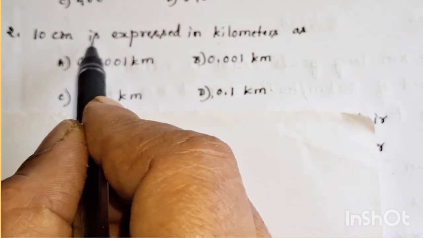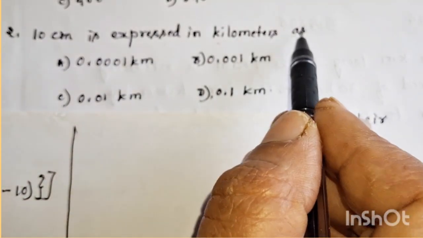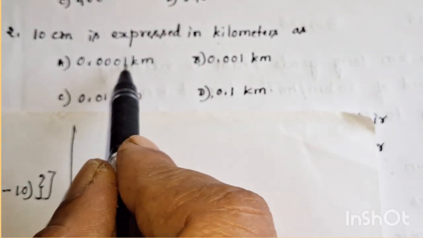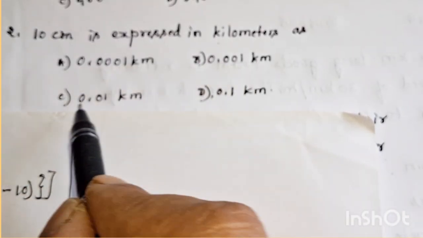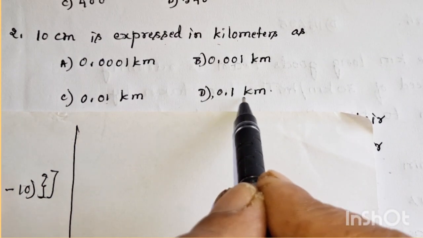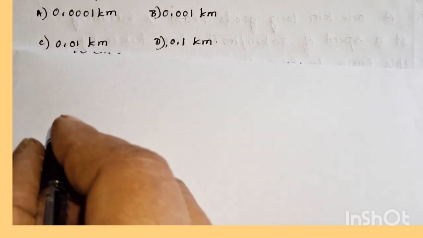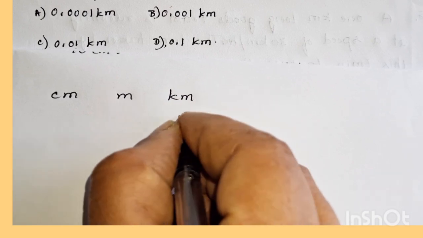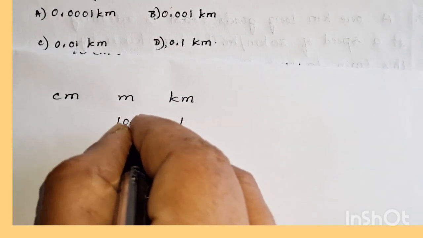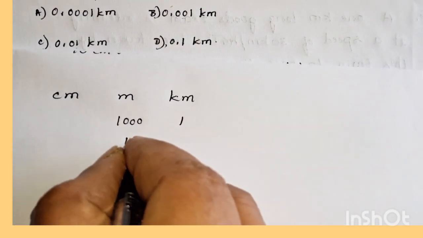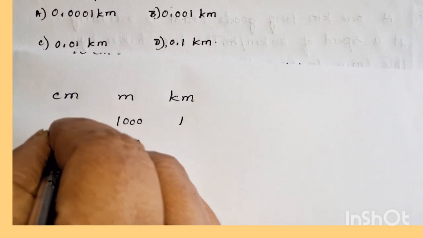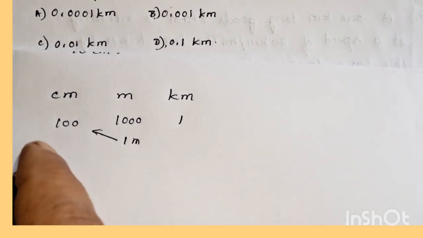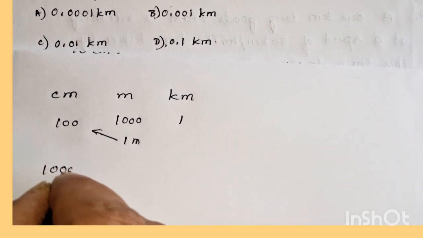Second question. 10 centimeter is expressed in kilometers as 0.0001 kilometer, 0.001 kilometer, 0.01 kilometer and 0.1 kilometer. Here we are going to convert centimeters into kilometers. Centimeter, meters and kilometers are different units for distance. 1000 meters make 1 kilometer, where 1 meter is equal to 100 centimeters.